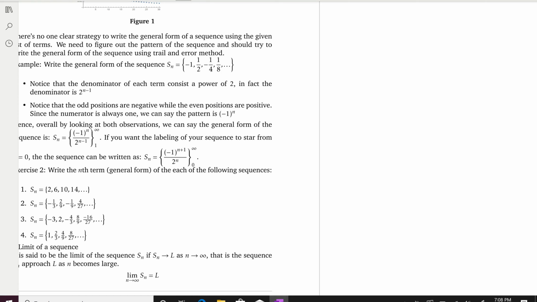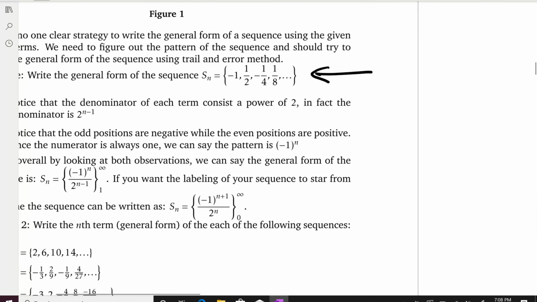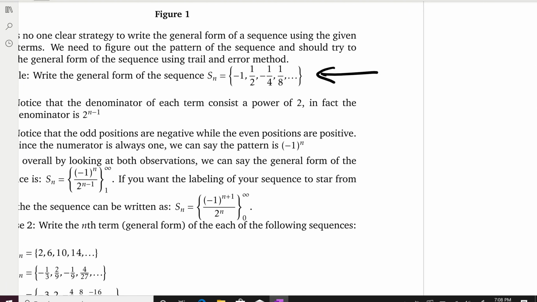So what did I tell you? Well, I told you that if you have a sequence that's represented in this way, like if it has explicitly written a few terms of the sequence, we can actually represent that from a simple expression, right? Now in this video, my goal is to teach you how to get that exact expression. Okay, but I should warn you that there's no clear one method to do that. It's a trial and error method, but I will give you some guidelines, some tips.